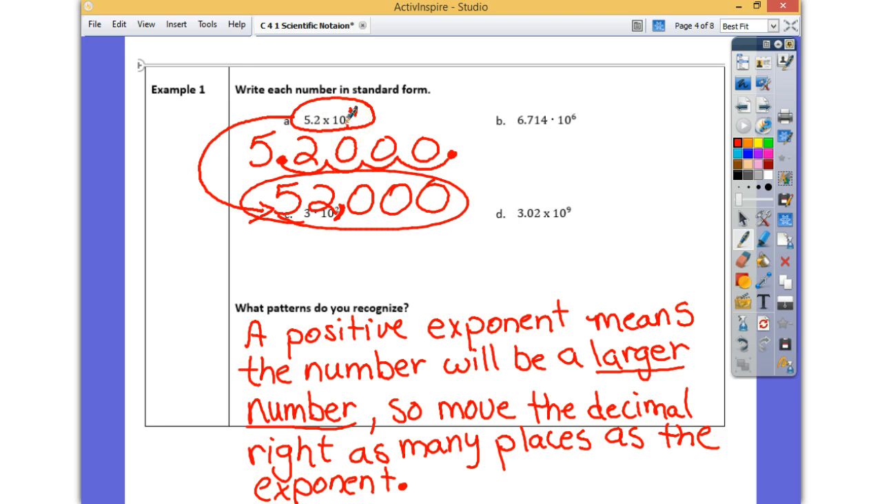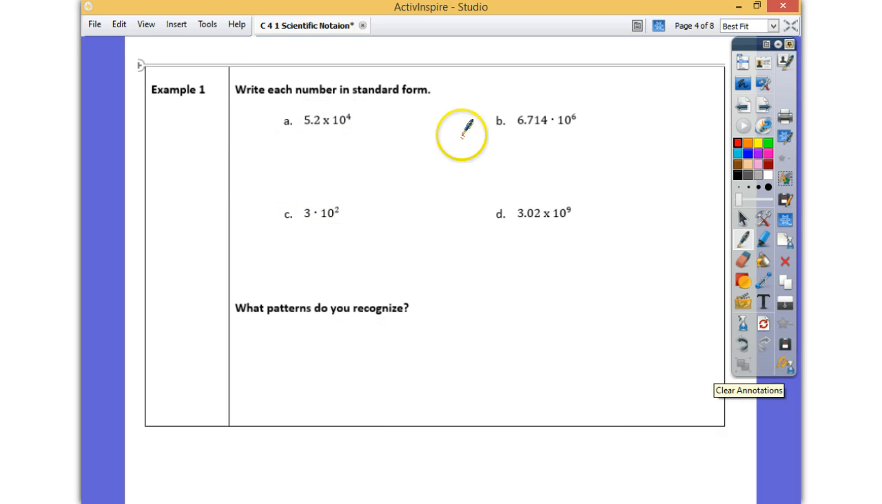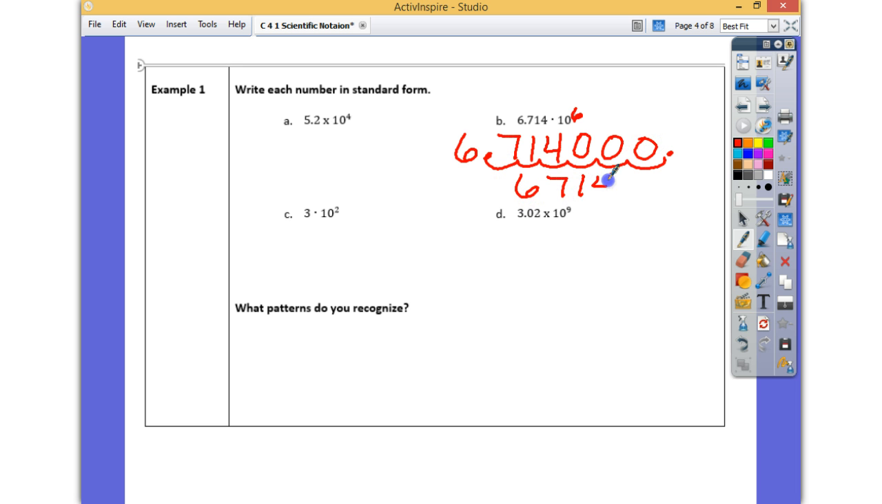All right, try B. Hold up your answers on your whiteboard. 6.714 times 10 to the 6th power. Hold up your answer, see what you get. All right, we had to move positive 6. We had to move it to the right to make a bigger number. 1, 2, 3, 4, 5, 6. Add 3 zeros. 6, 7, 1, 4, 3 zeros. Make sure you added your commas. 6,714,000.